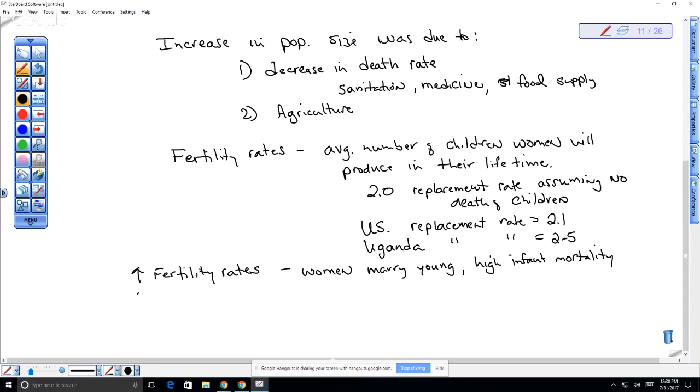Okay. So we can also look at what decreases fertility rates worldwide. And this has to do with education. So safe, reliable birth control education, but also just education in general and employment opportunities. Birth control availability allows for family planning, right? And then education and employment opportunities for both males and females.